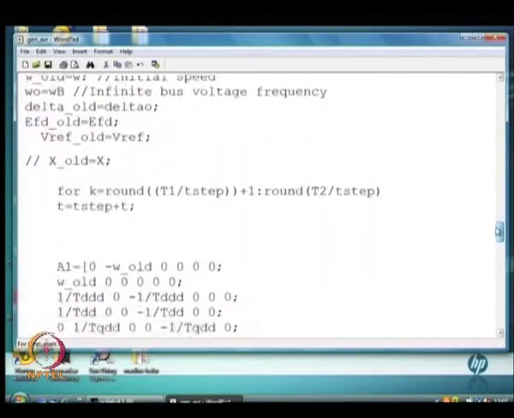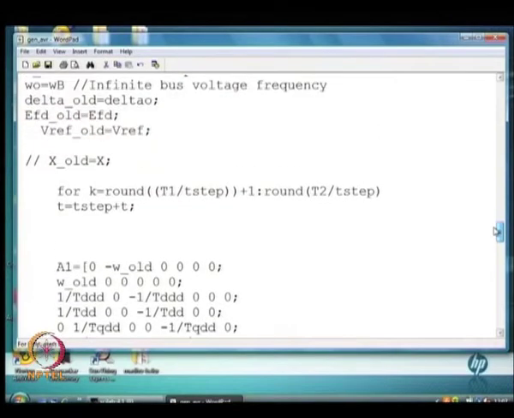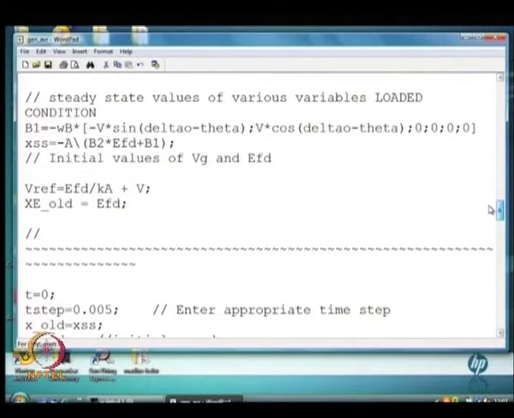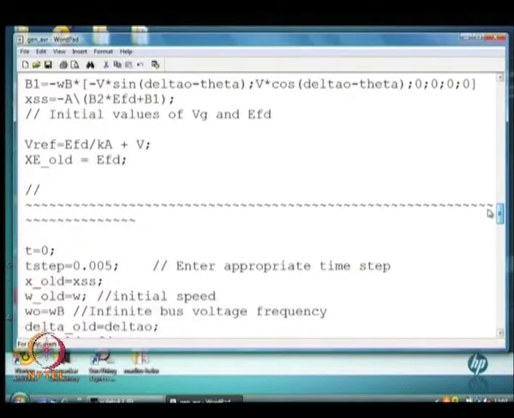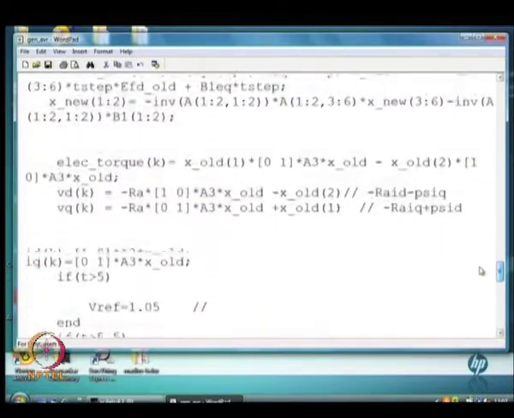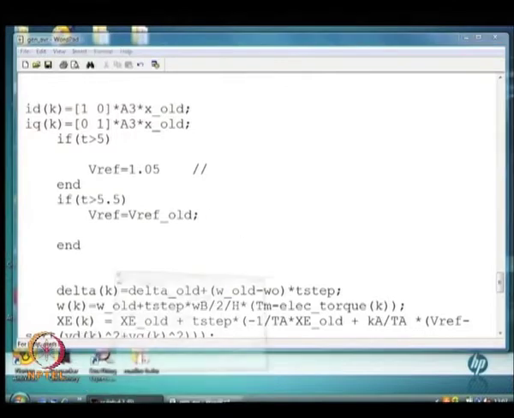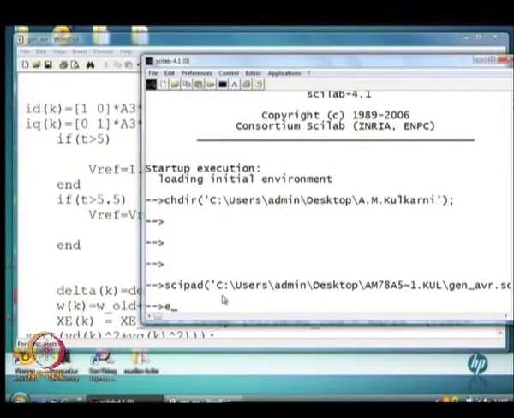The simulation, of course, if we have calculated the values of the states to be equal to those corresponding to equilibrium values, will just stay where we are. At t equal to 5 seconds, we will give a step change to V ref. After 0.5 seconds, we will get it back to its old value.